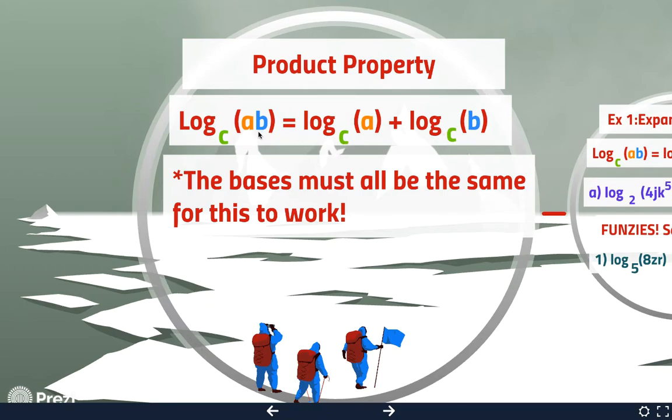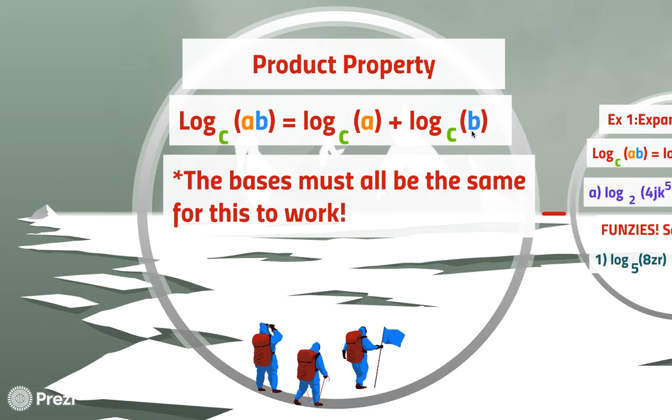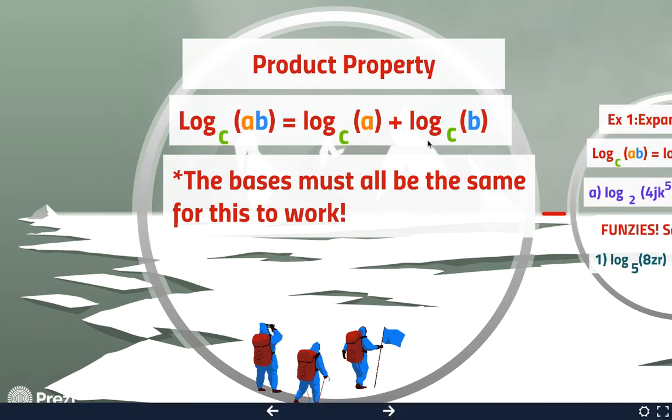So again, multiplication in a log, you can separate it with an addition sign and put each piece of the multiplication in its own log. And again, you can only do this if the bases are the same. Now, the reverse is true as well. If you see two logs added together, you can combine them into a single log by multiplying each piece of the log together. And remember, the bases have to be the same.